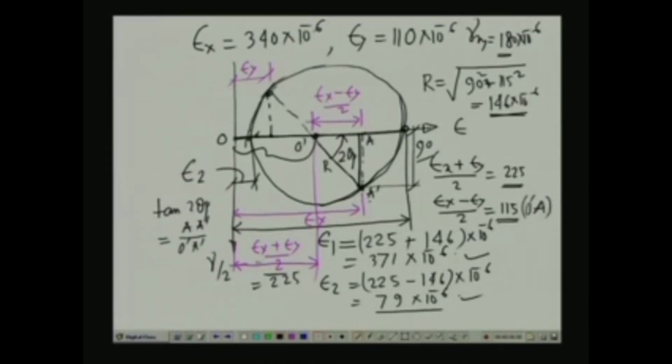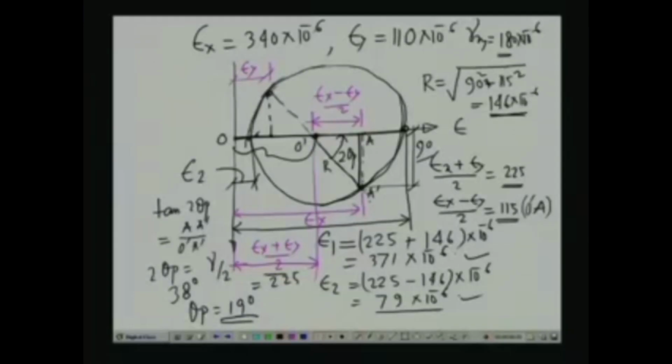So, tan inverse of 90 by 115 gives us the value of 38 degrees. So 2 theta p is equal to 38 degrees, and thereby theta p is equal to 19 degrees. So, this is the orientation along which the maximum principal strain occurs. Now, what we need to do is to evaluate the strains in a direction which is oriented at an angle of 30 degrees with reference to the reference x axis.